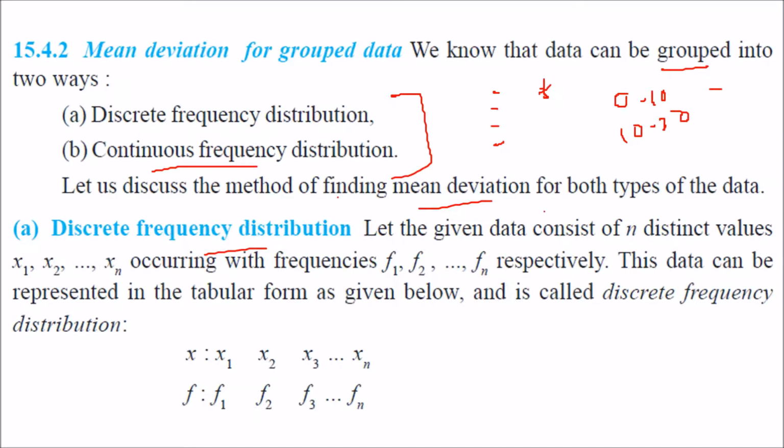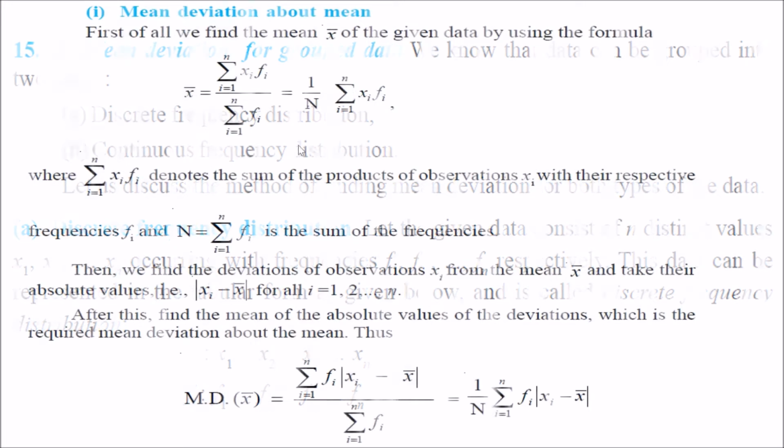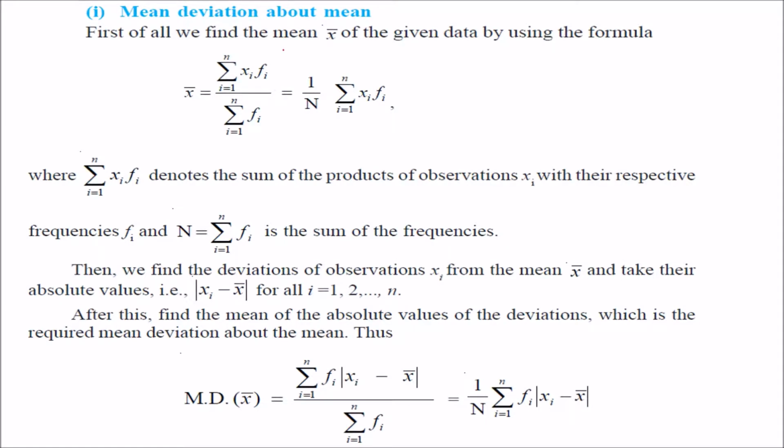Discrete frequency distribution: we have, say, n distinct values from x1 to xn, and they have corresponding frequencies f1 to fn. Now this can be represented like this: mean deviation about mean, and we'll also see mean deviation about median in every case. So we have to find x bar. X bar is nothing but the mean for the given data, and that is taken by sigma xi fi by sigma fi, and this sigma fi is nothing but the capital N. Capital N is the sum of the frequencies, and sigma xi fi will be the multiplication of every frequency with the element and then adding it up.